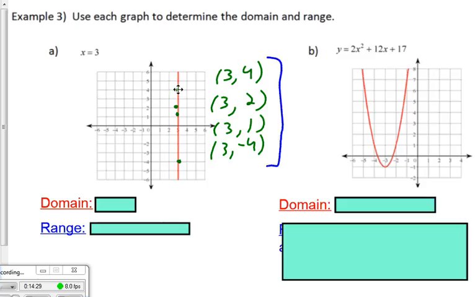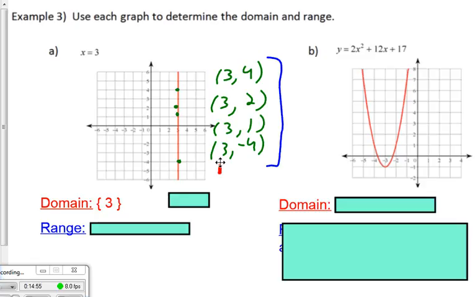Now if I was to list every single one of these out, the x values right here would be my domain. Now notice, if I'm looking at this graph and I move from left to right, the only possible x value that I hit will be 3. So I'd say my domain is just simply 3. And again, we use that mustache bracket, the braces, to say that 3 is the only number in the domain.